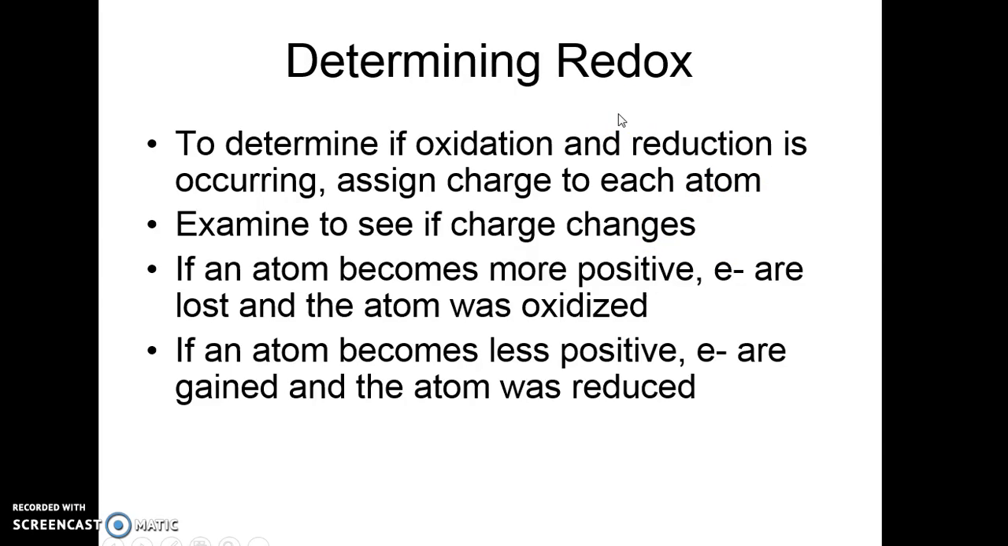To determine if oxidation and reduction is happening in a reaction, you look at the charge. Now, there's some reactions in which no oxidation and reduction is occurring. So what you can do is go to each atom or group of atoms and see if charge is changing. If an atom becomes more positive from the reactant to the product stage, then electrons are lost and it was oxidized. If it becomes less positive, more negative, electrons are gained and it was reduced.